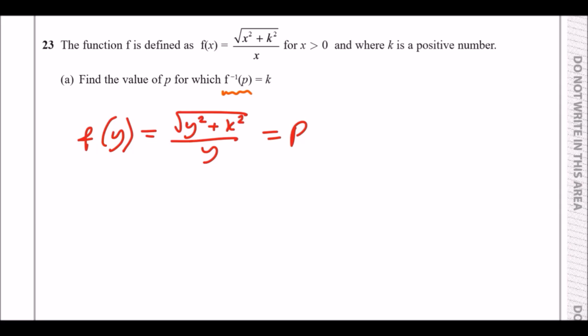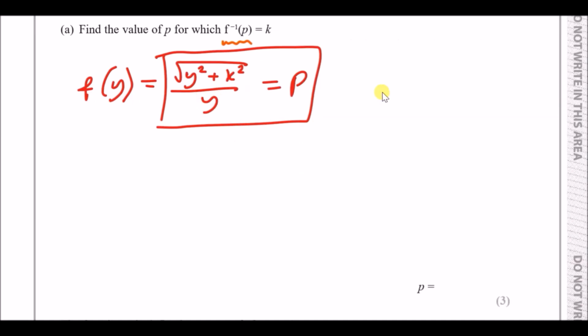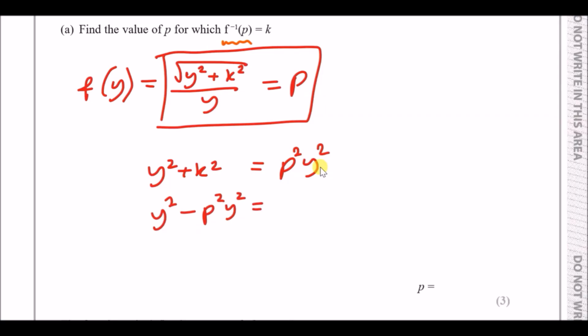Let's simplify all of this. We have to make y the subject. What we could do is clear the fraction, so multiply by y across. You're going to have the square root of y squared plus k squared equals p times y. To get rid of the square root, square both sides, so that cancels and both sides are now squared. Now we move all the y terms to the left and the non-y terms to the right. Because p squared y squared is attached, we move them both across, so it'll be y squared minus p squared y squared equals minus k squared.